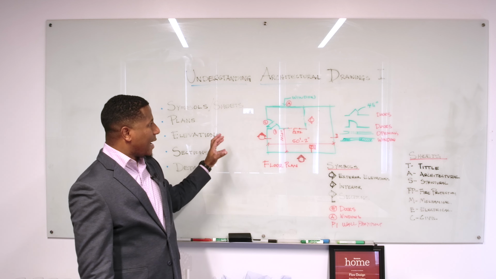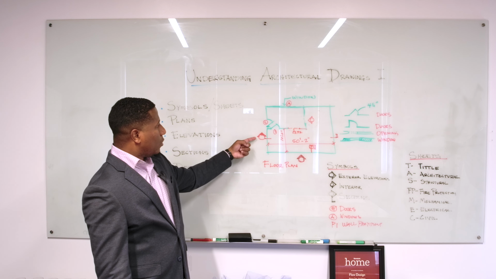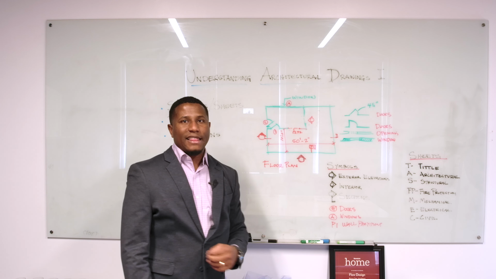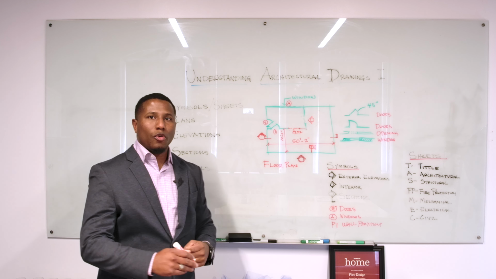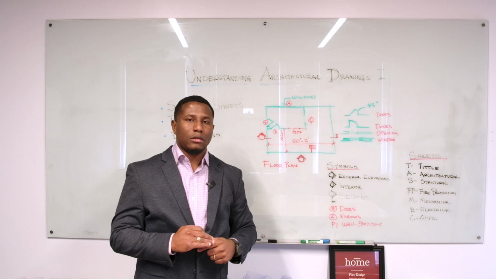If we look back at our symbology, this symbol with the shading going across from one point to the other is called a section. The importance of the section is so you understand the level changes within a building.